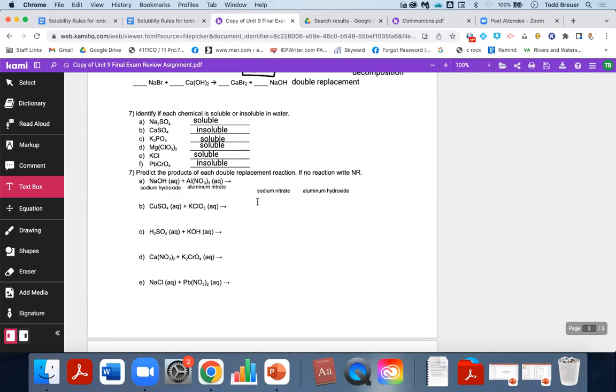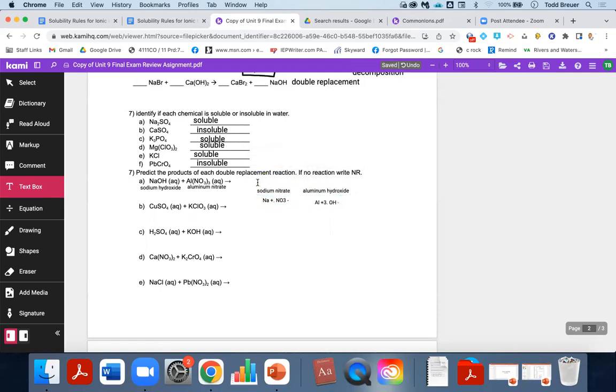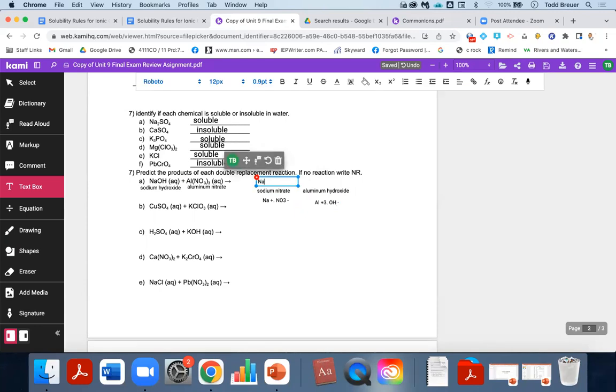And we use the charges of the ions to do that. So when we look at the charges of the ions, sodium is +1, nitrate is -1, aluminum is +3, hydroxide is -1, and that's what we're going to use to write our product symbols. So our product symbols: Na with NO3 ion, +1 combined with -1.